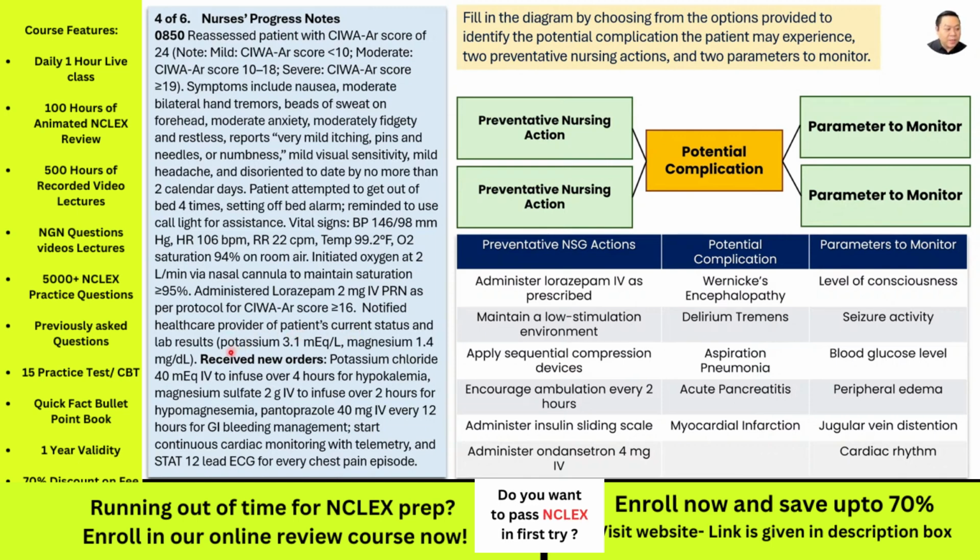So the nurse notified the medical provider of the potassium level of 3.1 and magnesium of 1.4. Received new orders: potassium chloride 40 milliequivalents IV to infuse over 4 hours for hypokalemia, magnesium sulfate 2 grams IV to infuse over 2 hours for hypomagnesemia, pantoprazole 40 milligrams IV every 12 hours for gastrointestinal bleeding management. Start continuous cardiac monitoring with telemetry and stat 12-lead ECG for every chest pain episode.